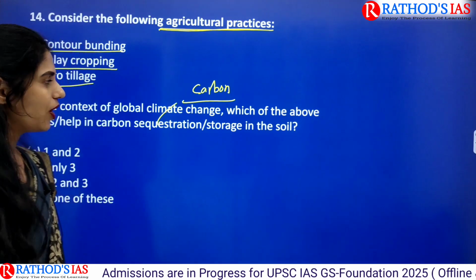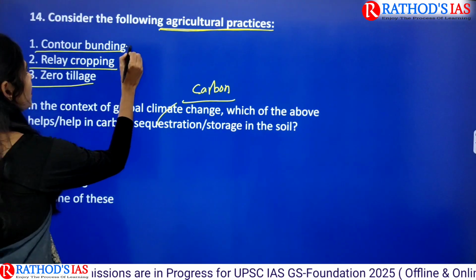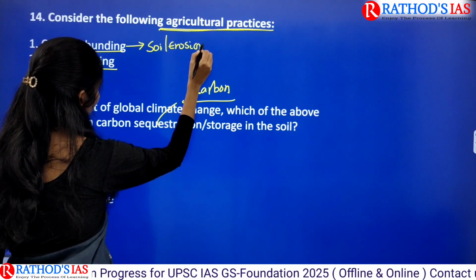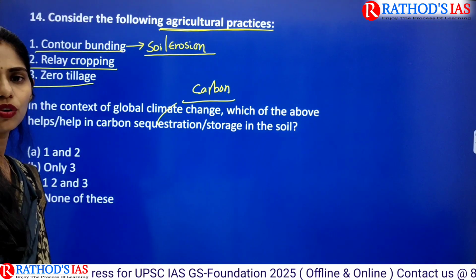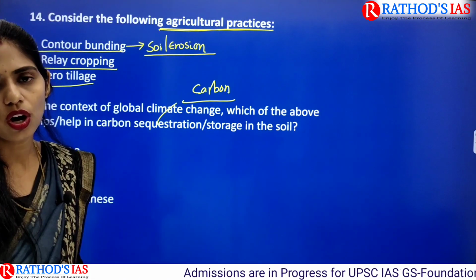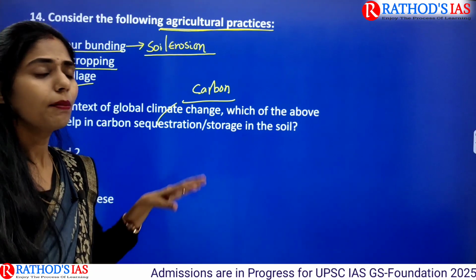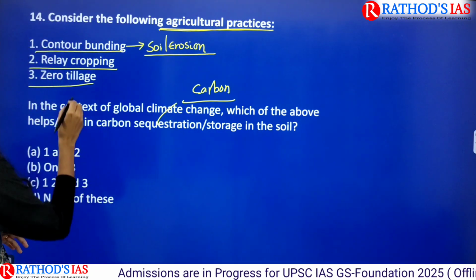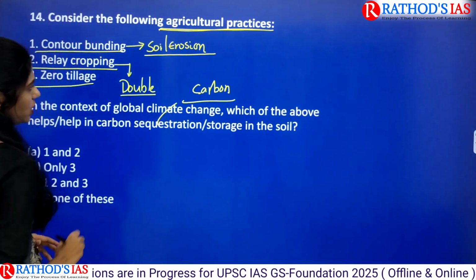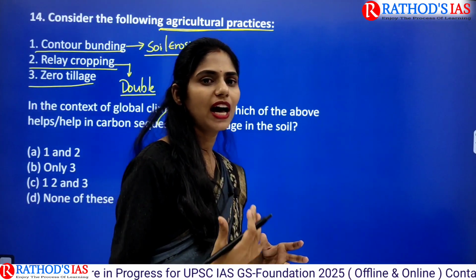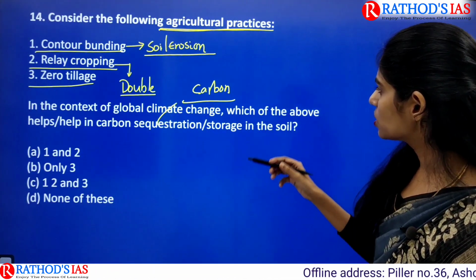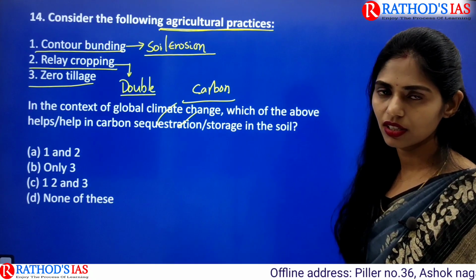Okay. So contour bunding is a method used to prevent soil erosion. Soil erosion is mainly caused by running water. So to stop this running water, we build contour bunds so that we can prevent soil erosion. And next one is relay cropping. Relay cropping is also called the double cropping method. In this cropping method, before harvesting the first crop, we go for sowing of the second crop. So this is not at all related to carbon sequestration.